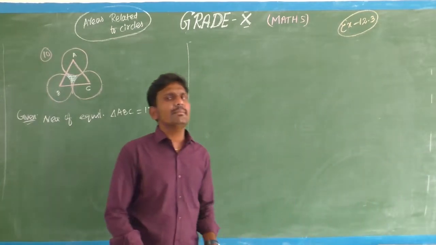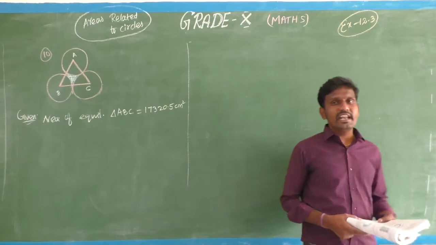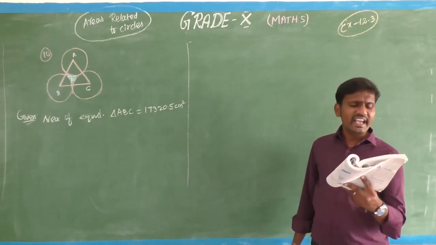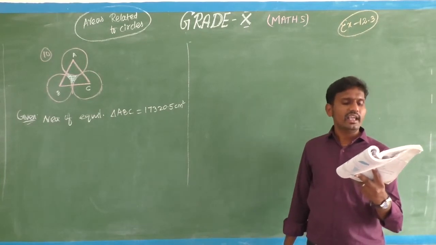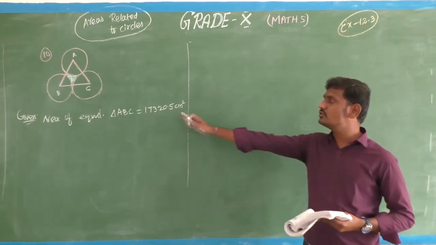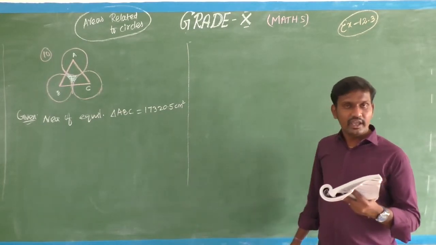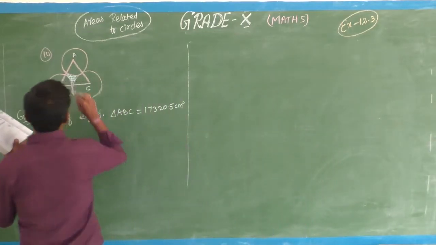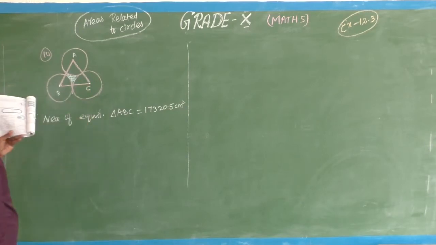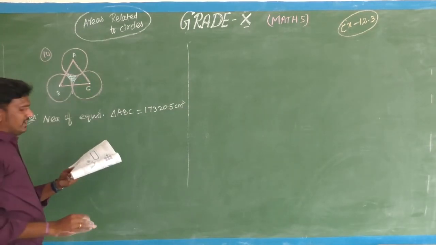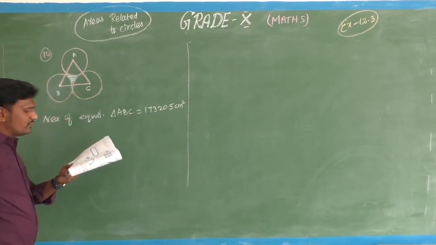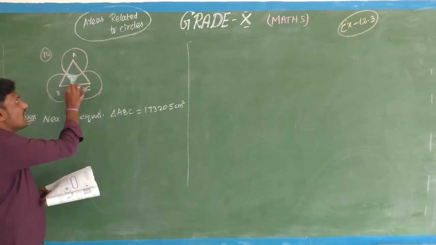Yes, students. Okay. Next, we want to move to question number 10. So I am reading the question. Listen carefully, all of you. Question number 10. The area of an equilateral triangle ABC is 17,320.5 centimeters square. So this is given to you. With each vertex of the triangle as center, a circle is drawn with the radius half of the side.